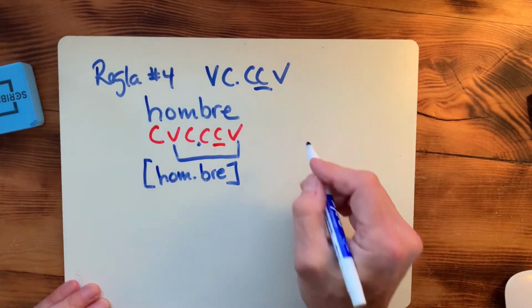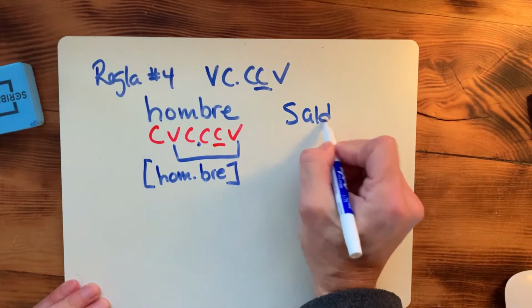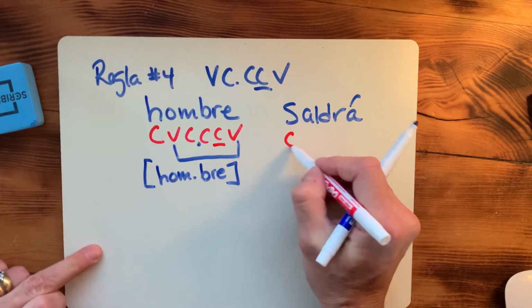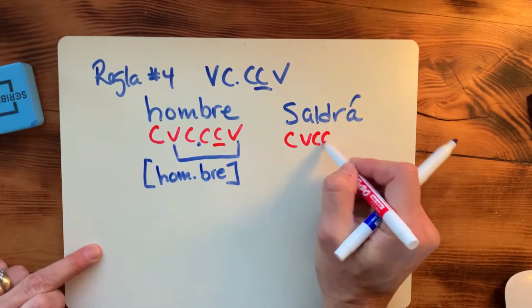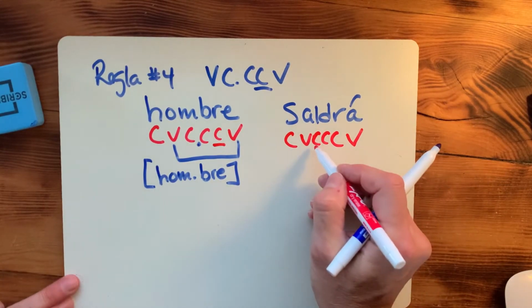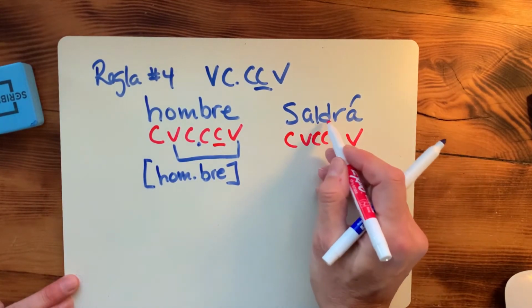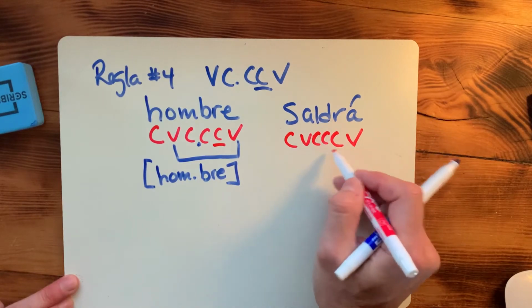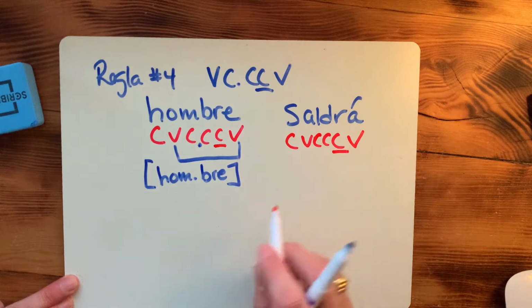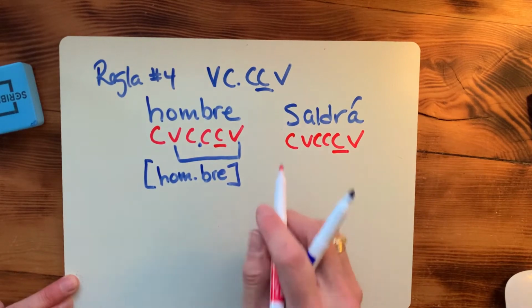The second word that I have there on the notes for regla número 4 is saldrá: consonant, vowel, consonant, consonant, consonant, vowel. I have 3 consonants here. I have to look at the D and the R. Do those last 2 form a cluster? Yes, they do. So I'm going to underline that just to remind myself, and then when I refer to the rule, I'll know that that's what it's referring to.